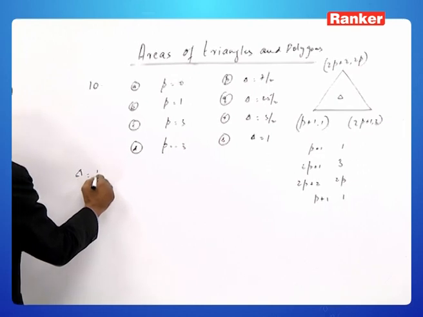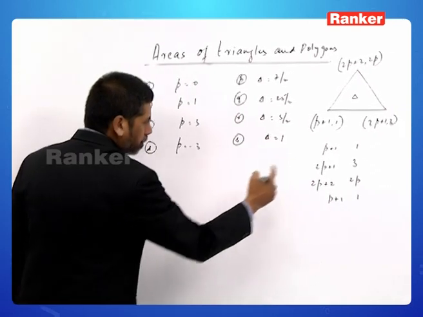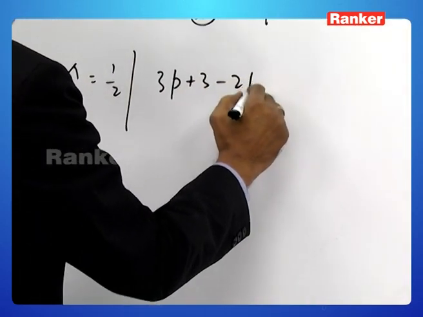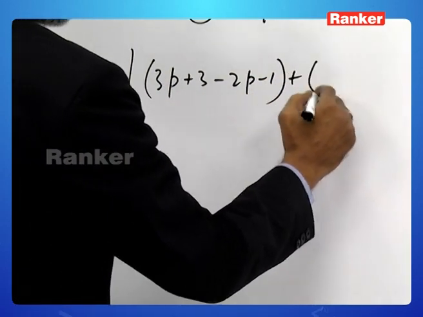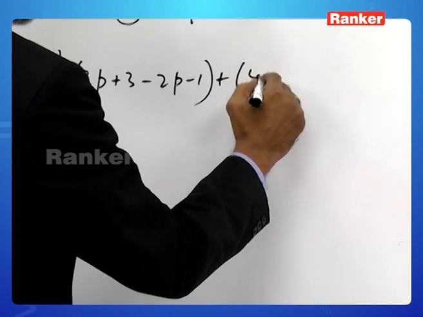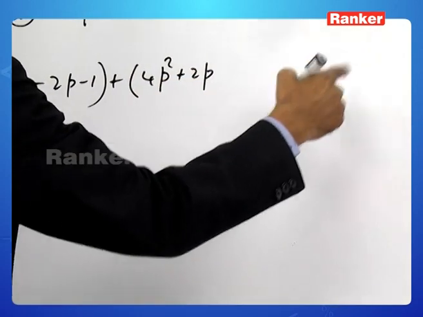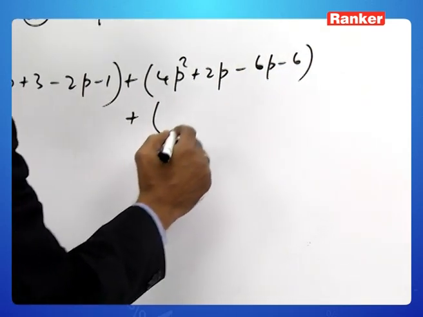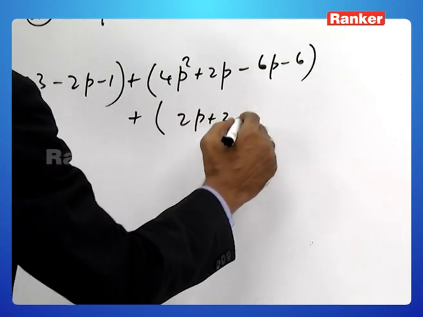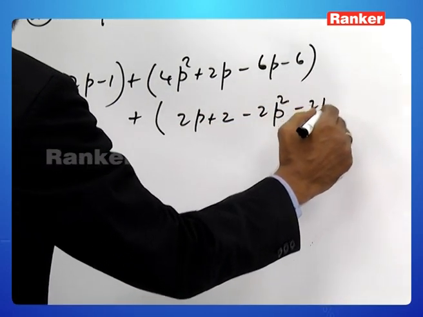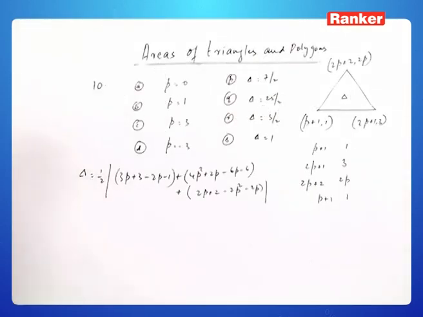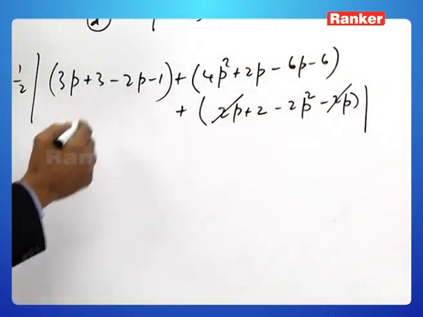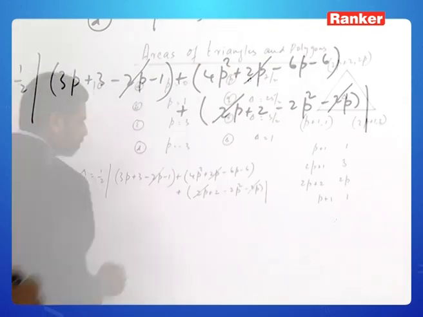So delta is equal to half mod 3p plus 3 minus 2p minus 1 plus 4p square plus 2p minus 6p minus 6 plus 2p plus 2 minus 2p square minus 2p. Right, let's look for possible cancellations. Plus 2p minus 2p is going away. Minus 2p plus 2p is going away.